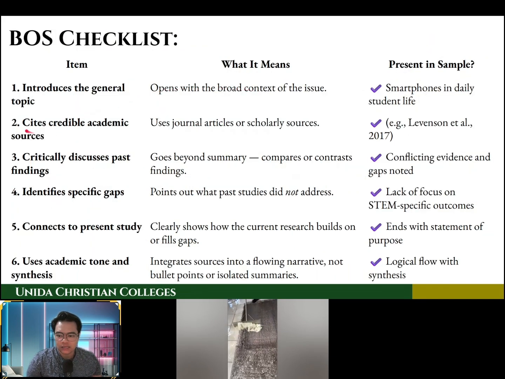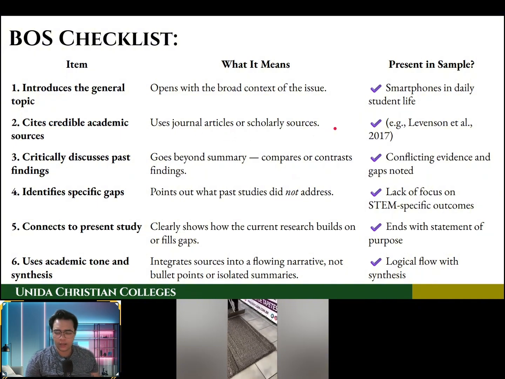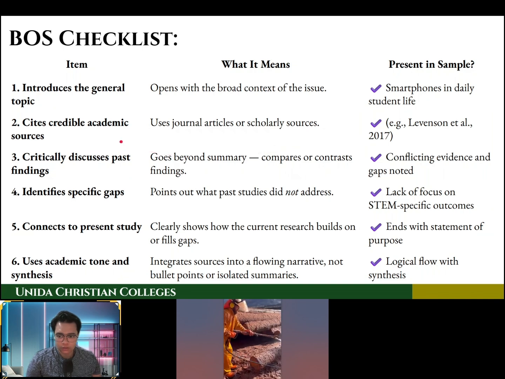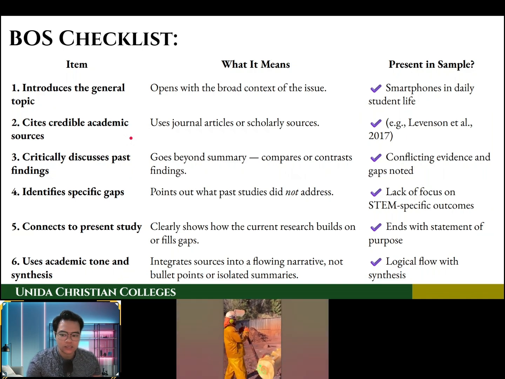Next is, it cites credible academic sources. So, we have examples here such as Levinson et al. in 2017. So, you use journal articles and scholarly sources. Okay? So, those are going to be crucial to your paper. Yun nga lagi ko sinasabi, kailangan meron kayong evidence. You should always have enough evidence for your topic that it really does exist, because this is the part where we prove that it exists.